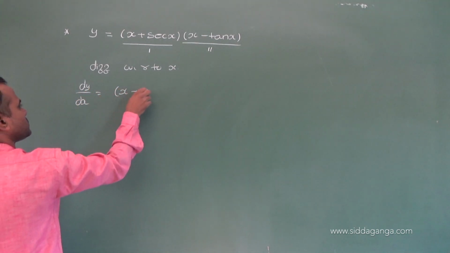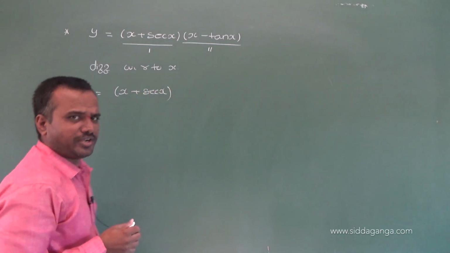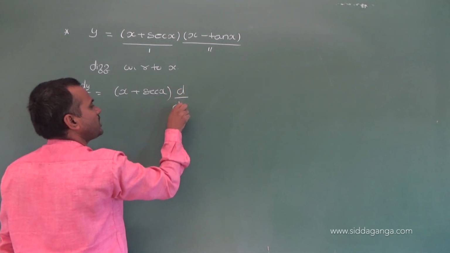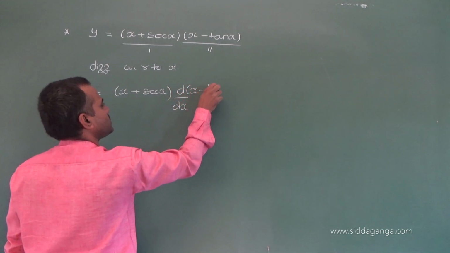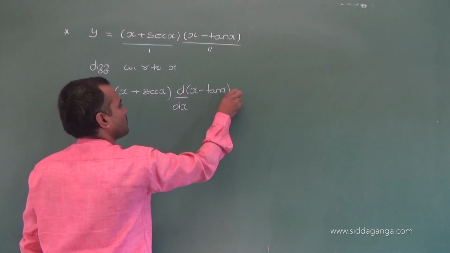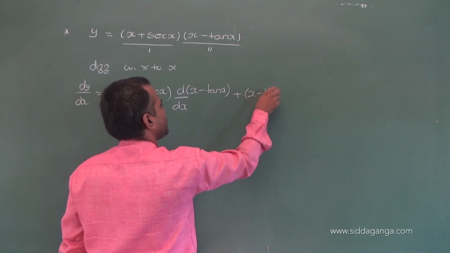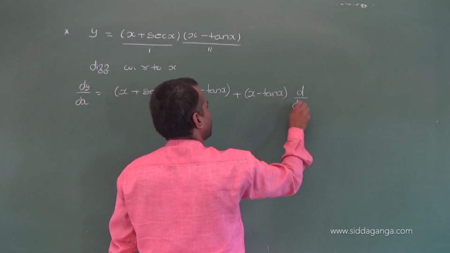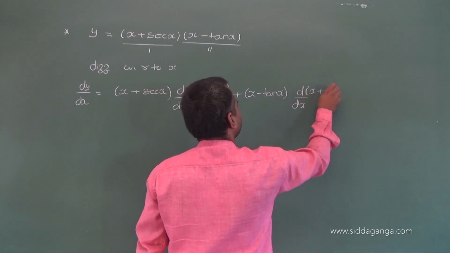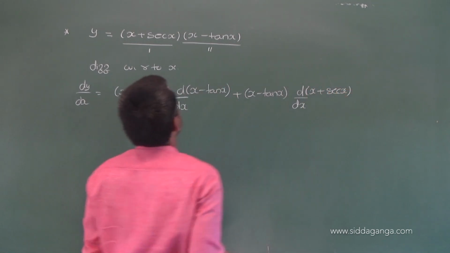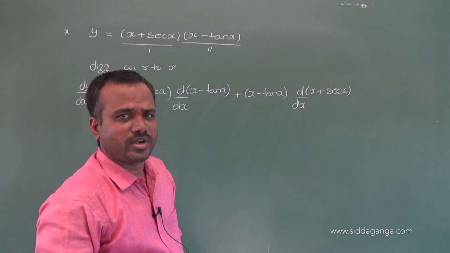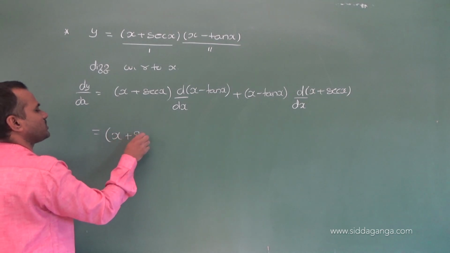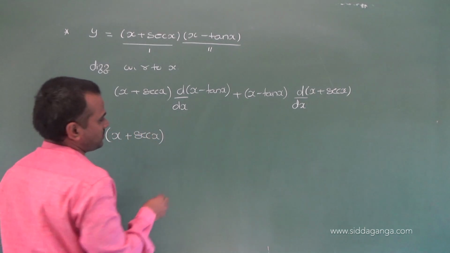dy by dx: first function (x plus sec x) into d by dx of (x minus tan x), plus second function (x minus tan x) into the derivative of the first function (x plus sec x). This type of problem we already discussed.